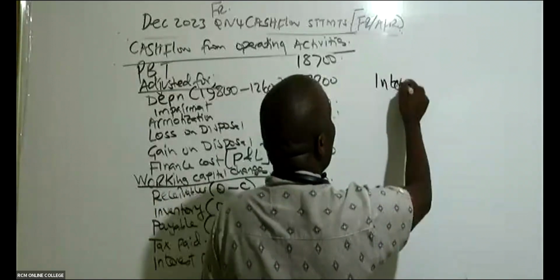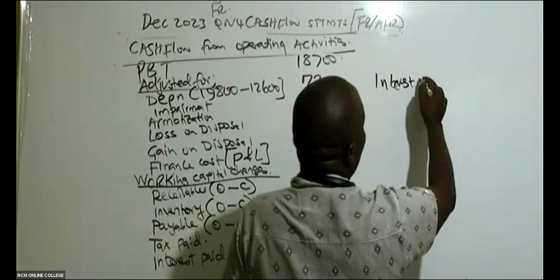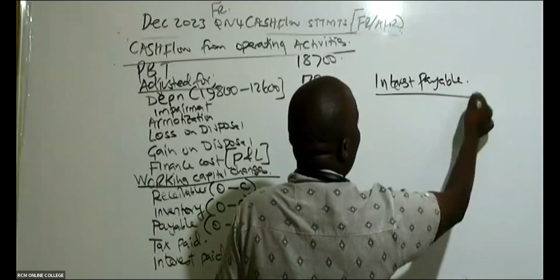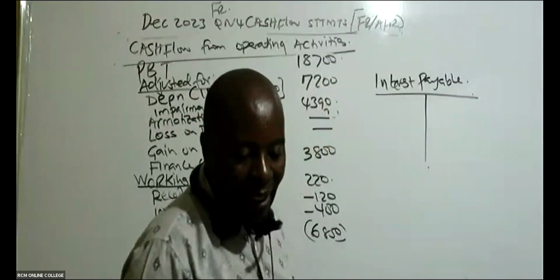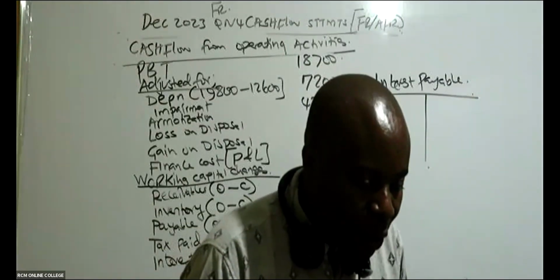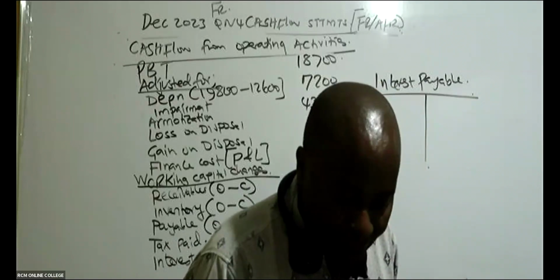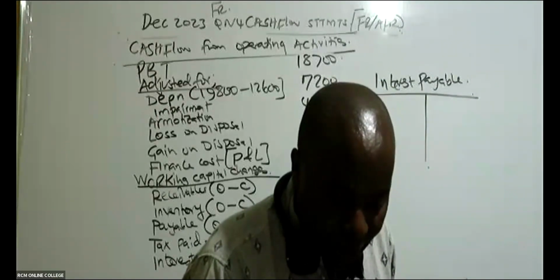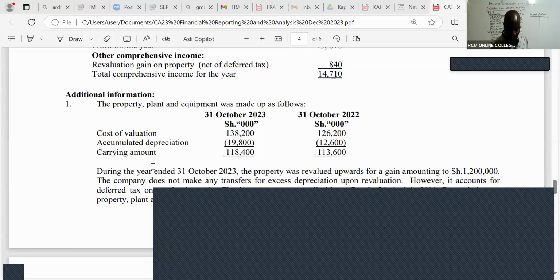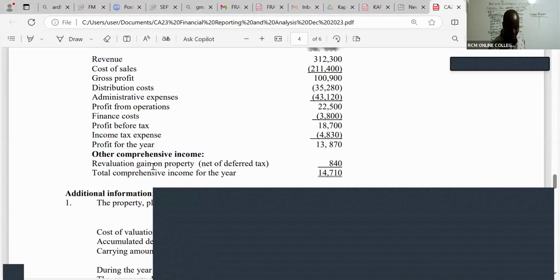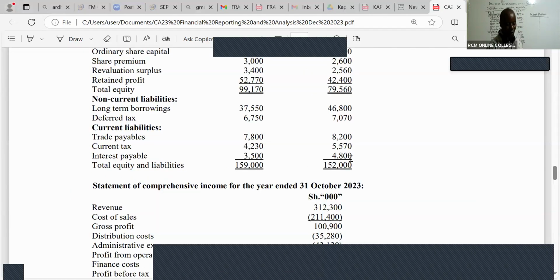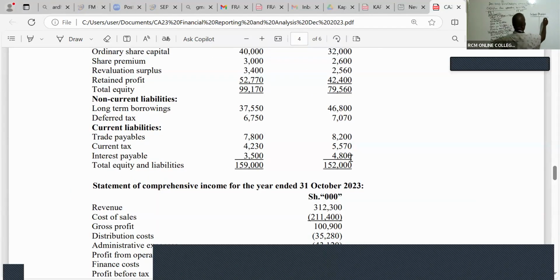Interest paid: track your interest. Come here and track your interest payable. Go to your balance sheet and see how interest behaves. Here you see interest payable. At the beginning of 2022, you had 4,800. At closing, it is 3,500.